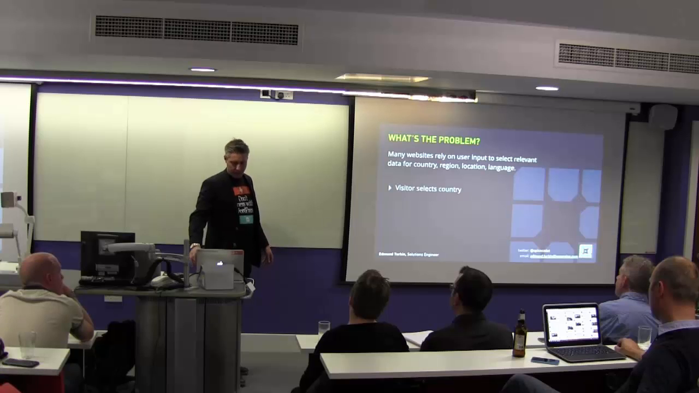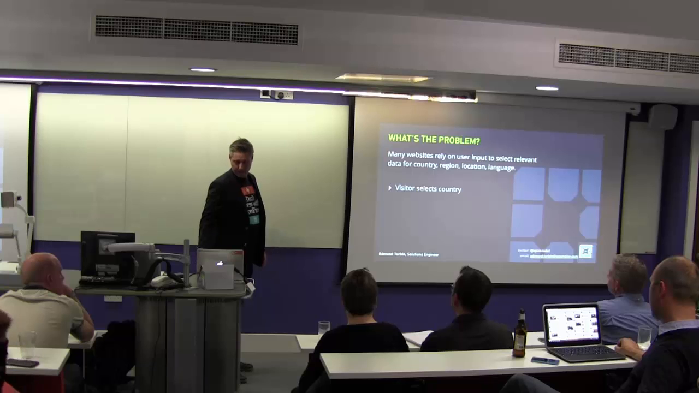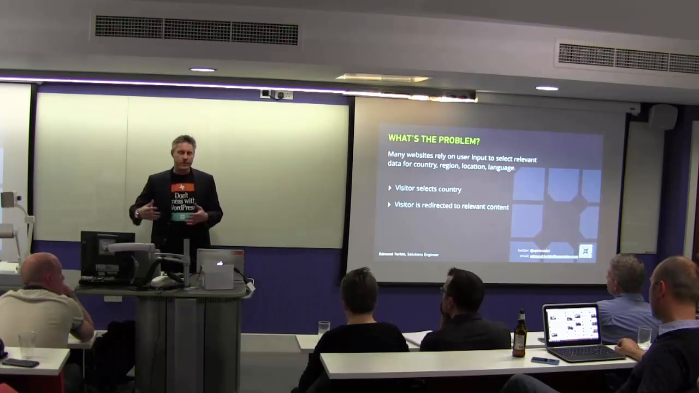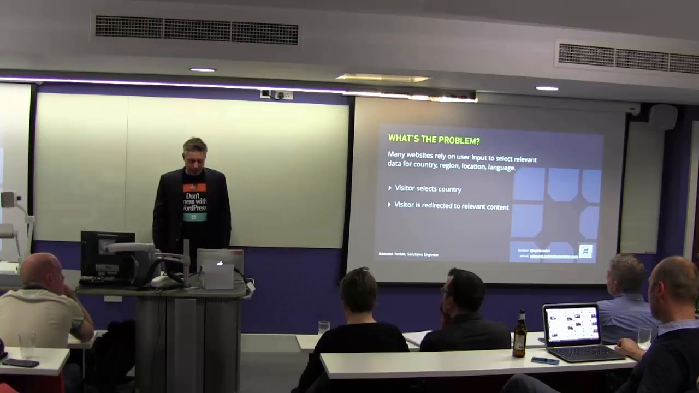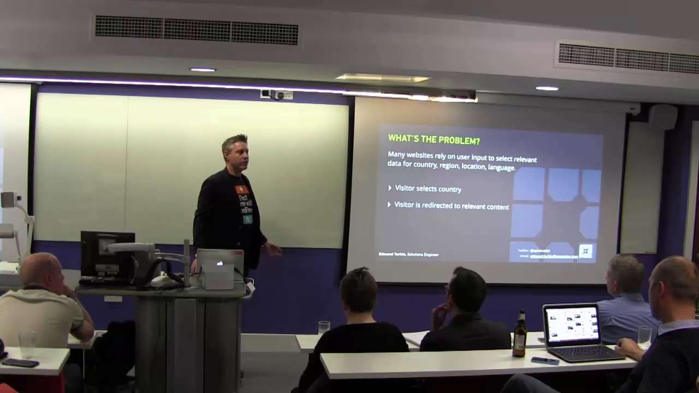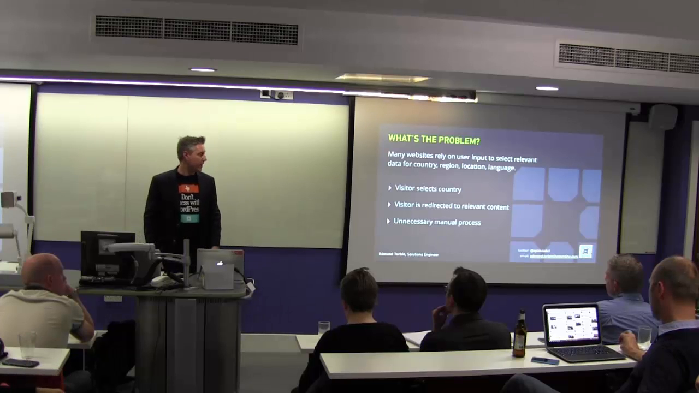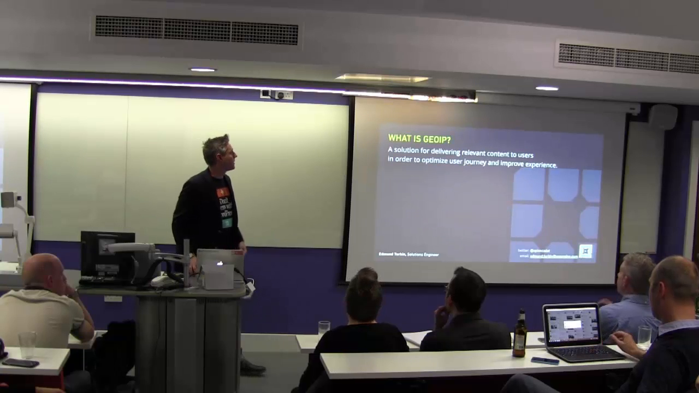So the process goes like this. Your visitor selects a country, and they're directed to relevant content. So you're taken to content that's appropriate. It's not perfect. It feels like an extra step. Why should I have to tell the website where I am? Shouldn't it know already? The answer is, I think, yes, we do have technology that can help identify where users are. And that is a big part of how GeoIP works and what it does.